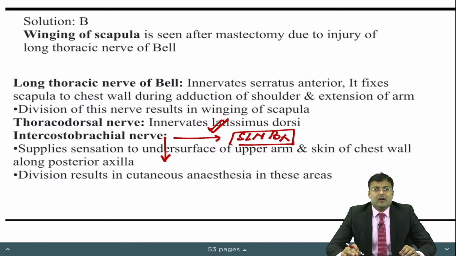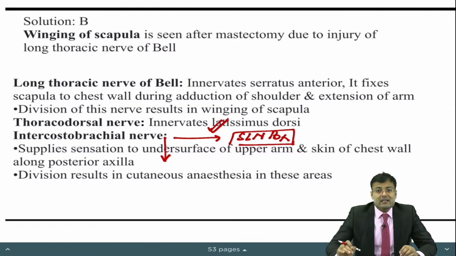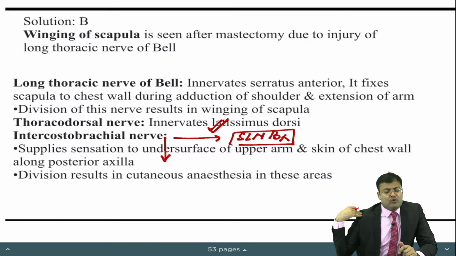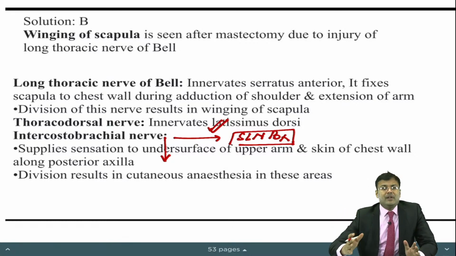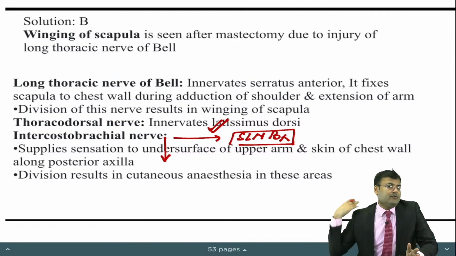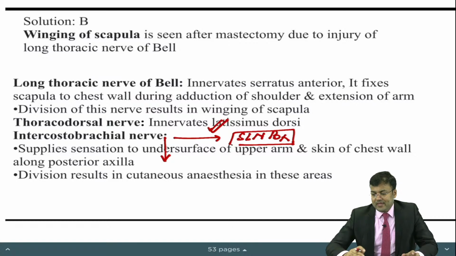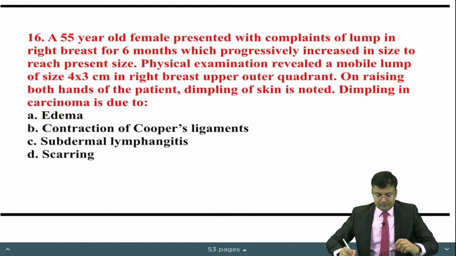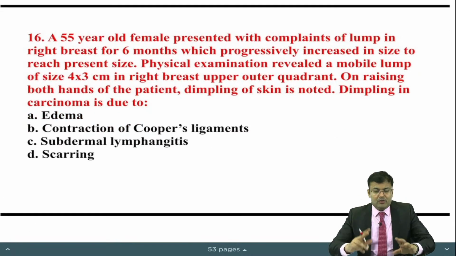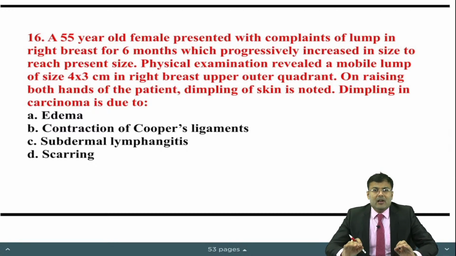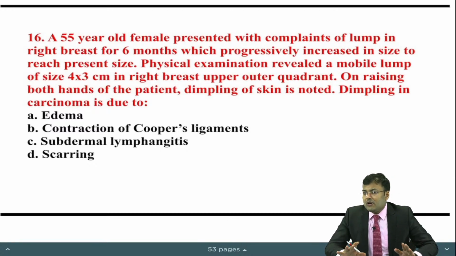And we discussed long thoracic nerve supplies serratus anterior. What is the function of serratus anterior? It fixes scapula to the chest wall during abduction of shoulder and extension of arm. That's why division of this nerve leads to winging of scapula. Right? Question number 16. You tell me, it's an easy question. Similar questions were asked many times in exam.